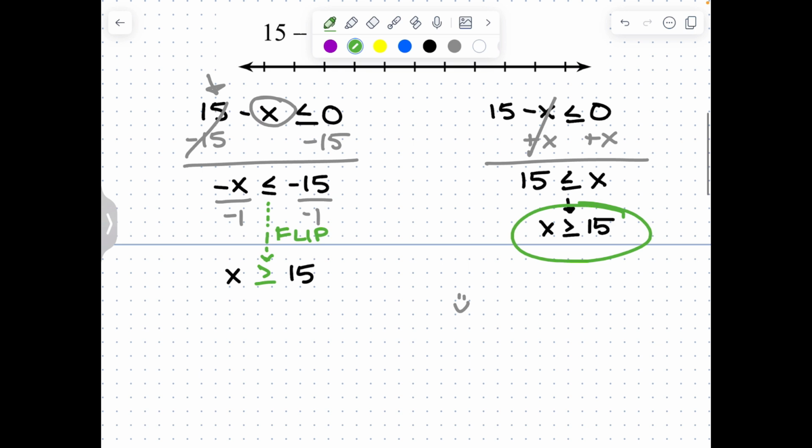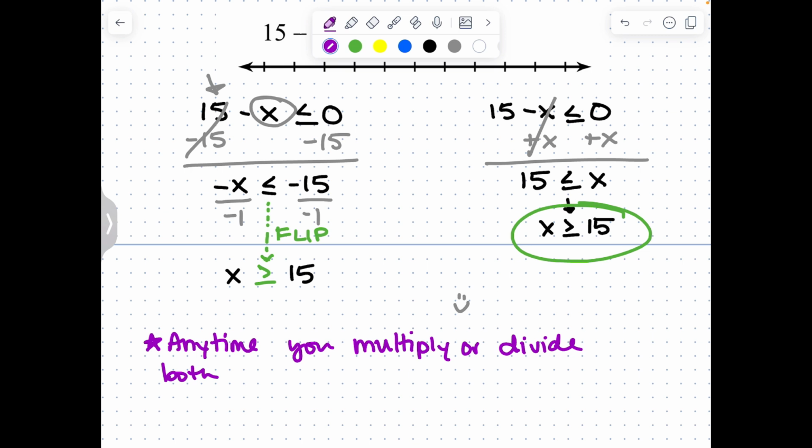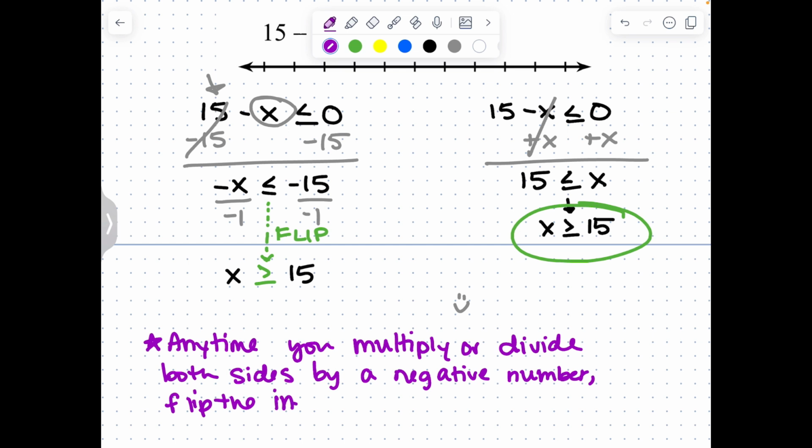So that idea, just as a reminder, as you're solving inequalities, whether they're single step, 2-step, multi-step, anytime you multiply or divide both sides by a negative number, flip the sign. Flip the inequality sign.